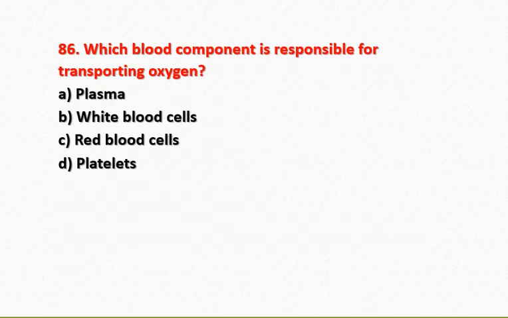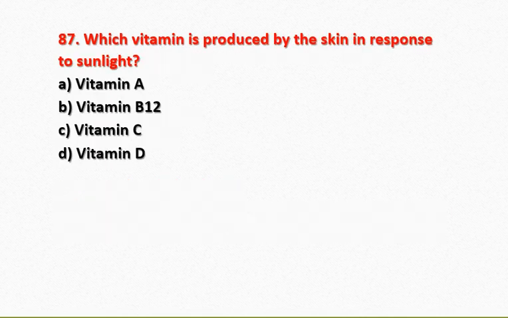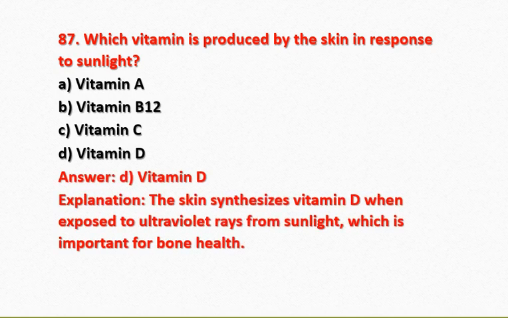Which blood component is responsible for transporting oxygen? Correct answer is option C, red blood cells. Which vitamin is produced by the skin in response to sunlight? Correct answer is option D, vitamin D.